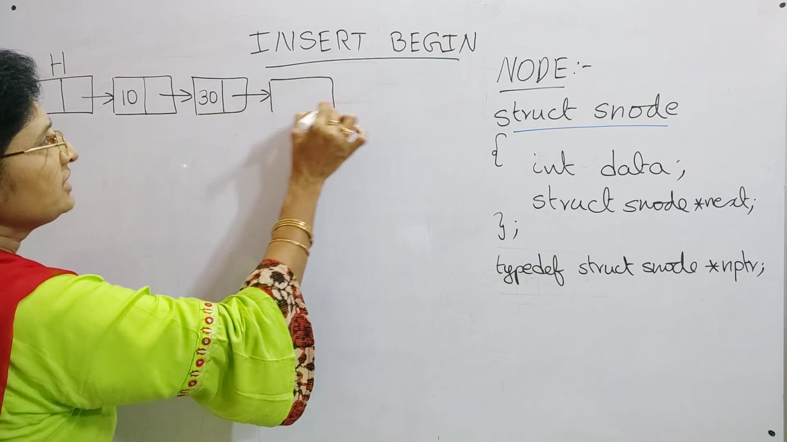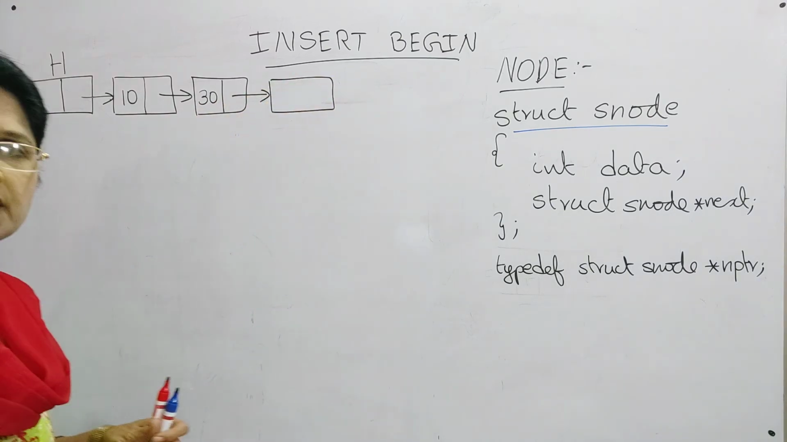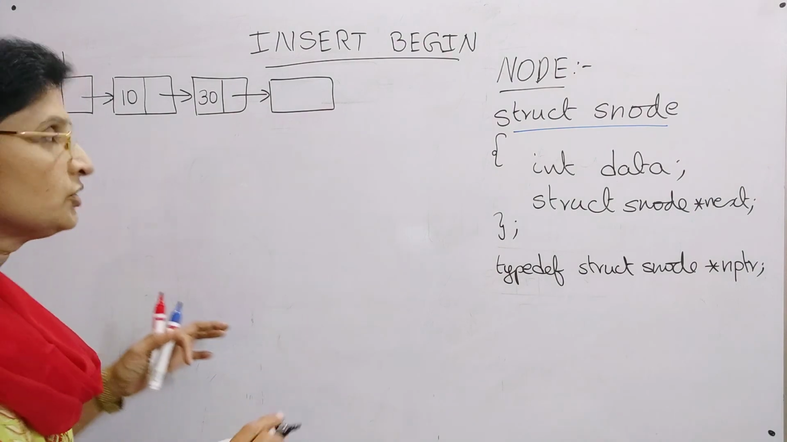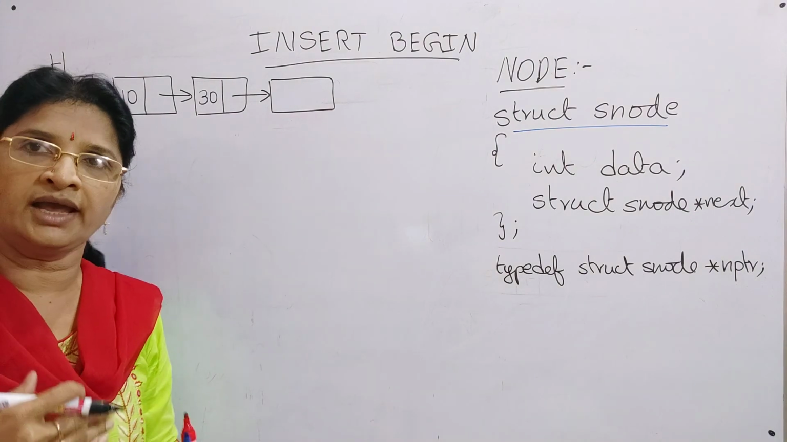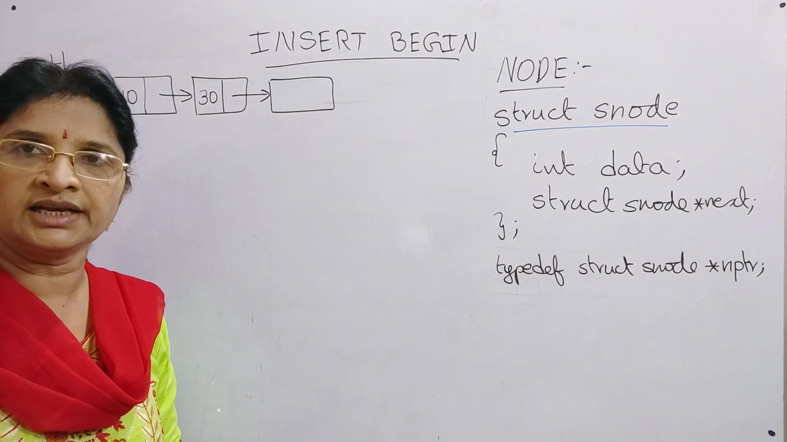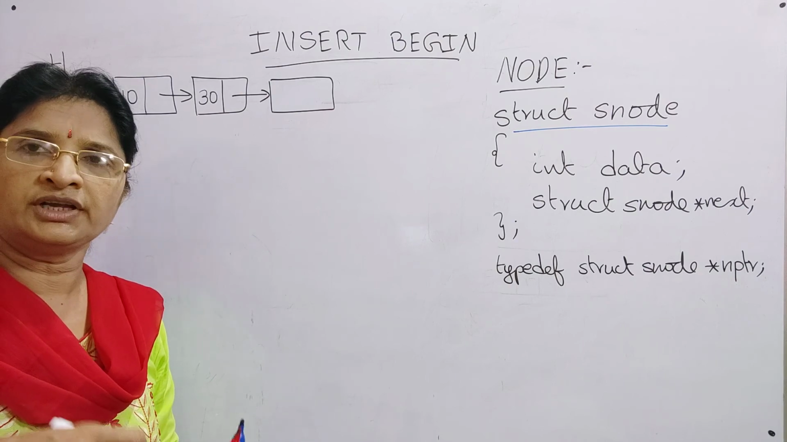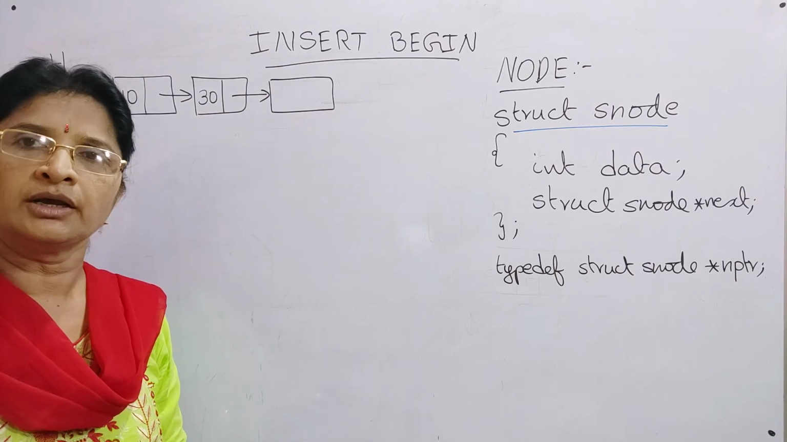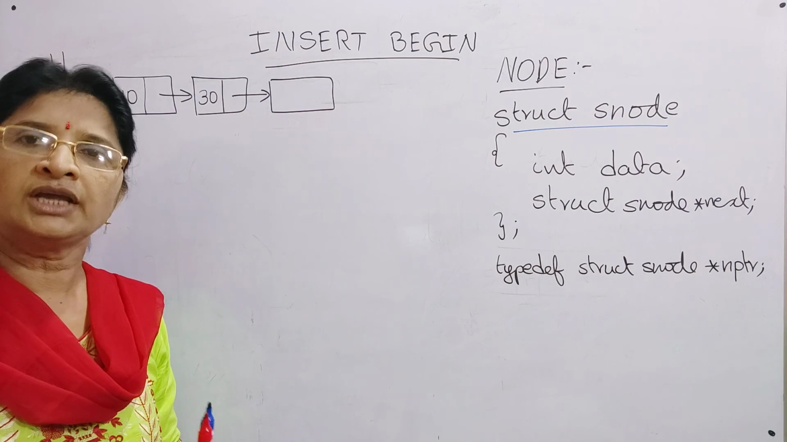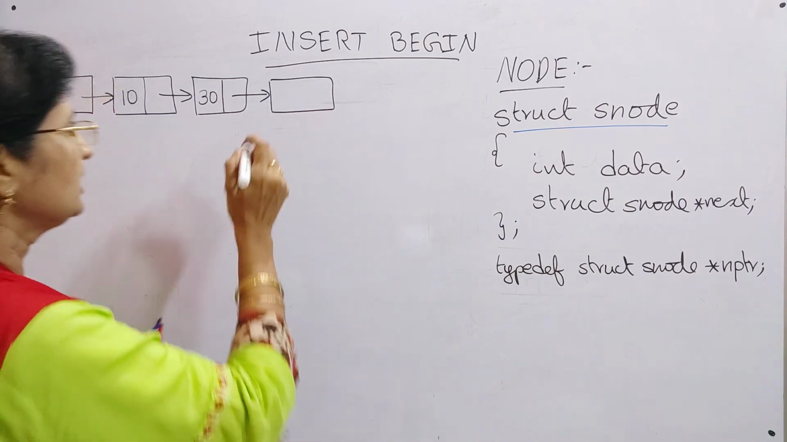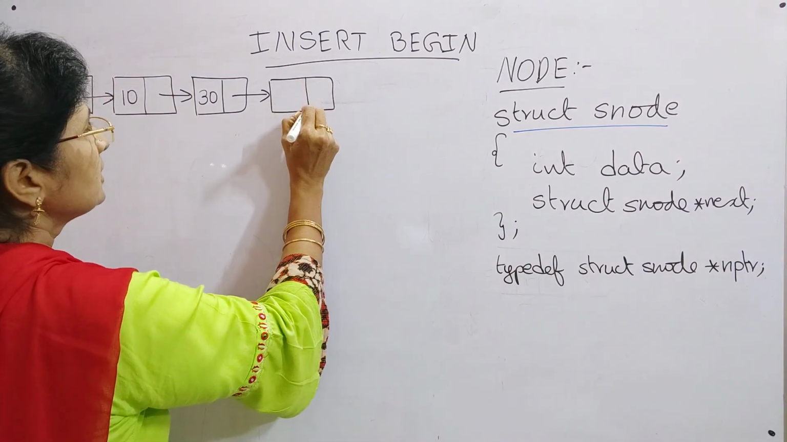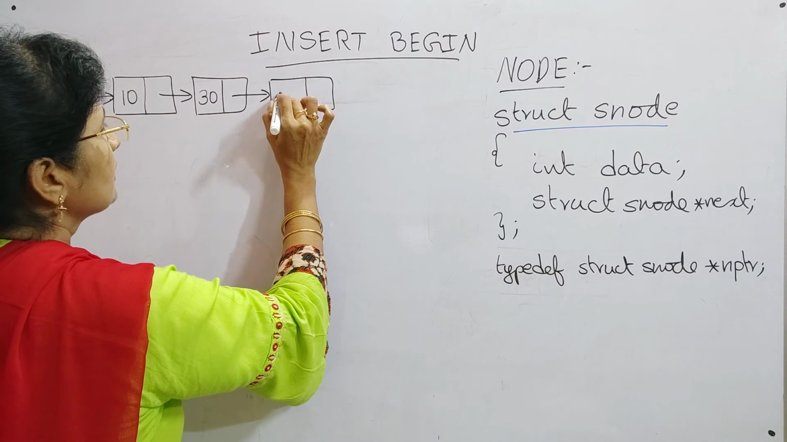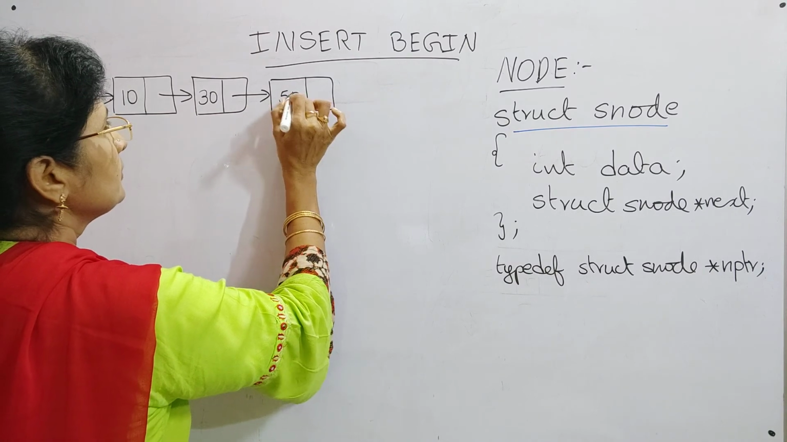Here I am giving the list such that it is not an ordered list. If you want, you can create an ordered singly linked list, or depending upon our application, you can use the list in whatever way you want. Here I am giving some another value, that is 50.